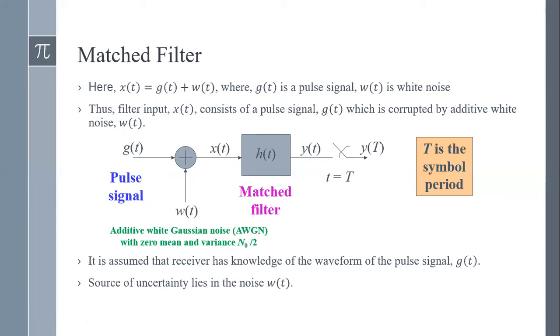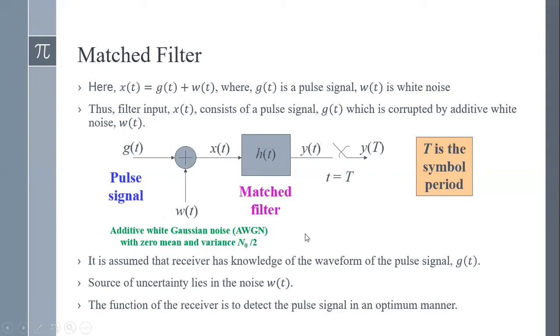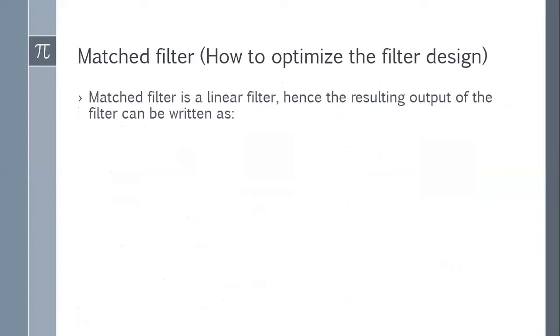Then the source of uncertainty is of course the noise, because we don't know what pattern it will generate. And what will be the function of this matched filter? It should detect the signal in an optimum manner. So let's proceed to derive how to optimize it. Now what will be the output of the matched filter?